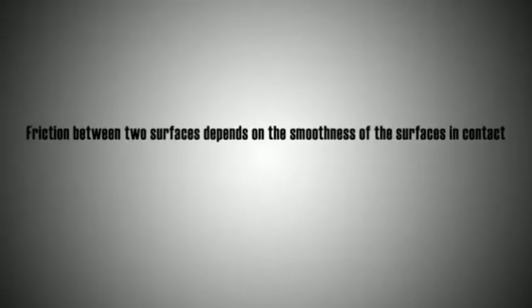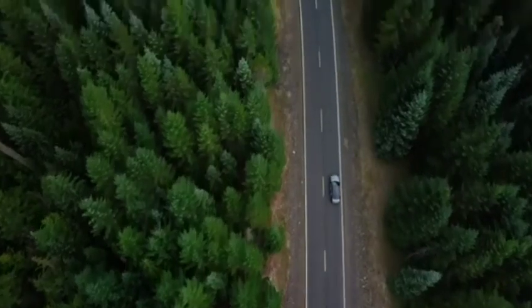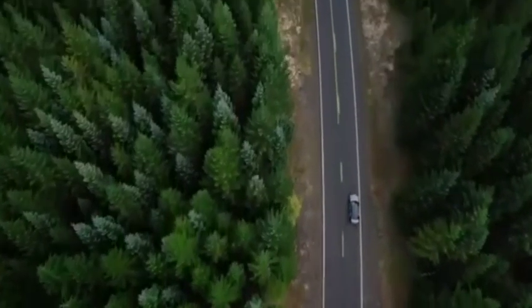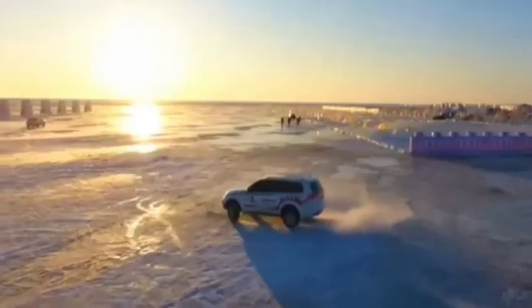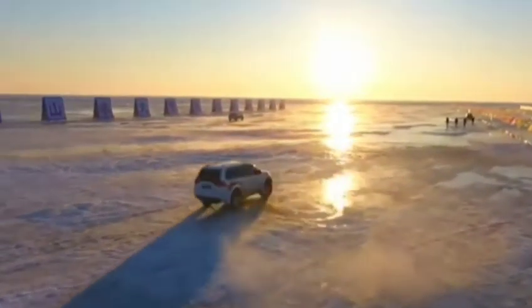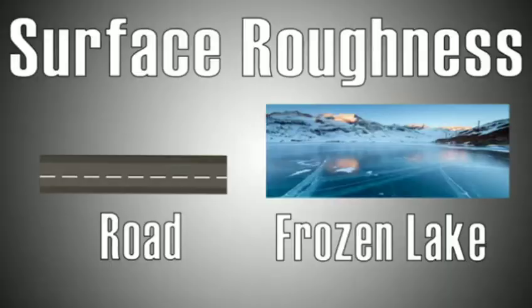Friction between two surfaces depends on the smoothness of the surfaces in contact. For instance, it is easier to drive a vehicle on the road than to drive a vehicle on a frozen lake. This is due to the difference in the smoothness of the surfaces between the road and the frozen lake.